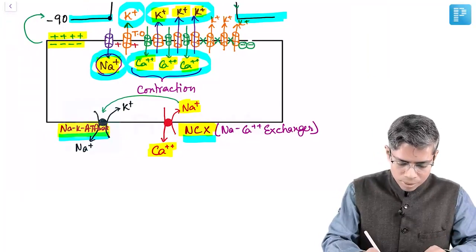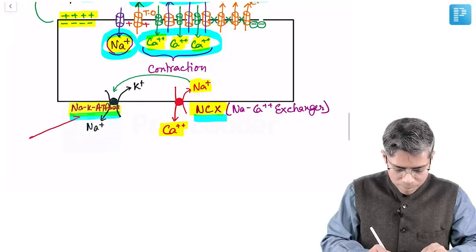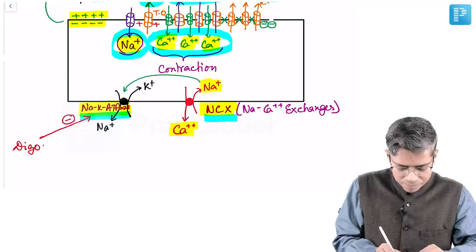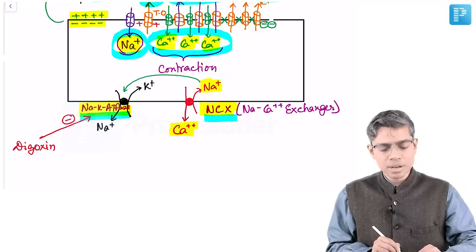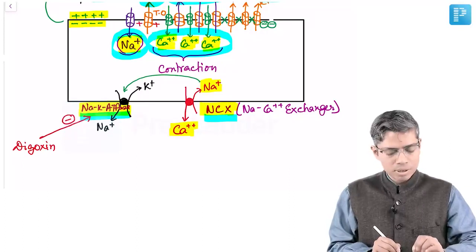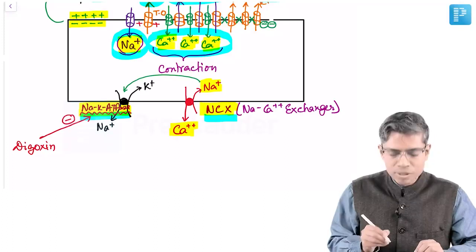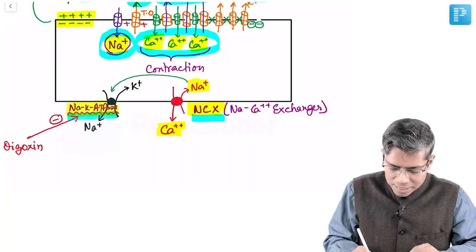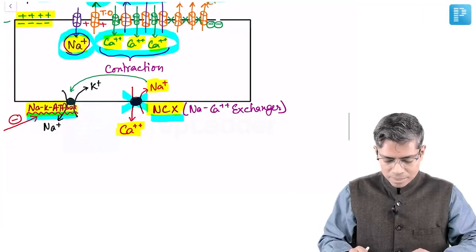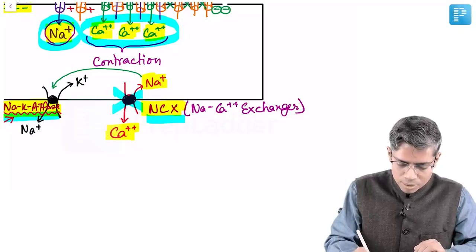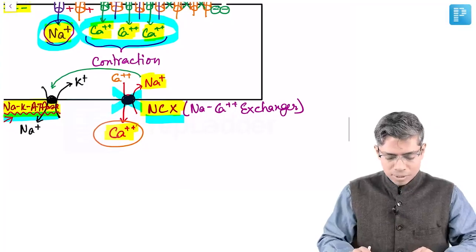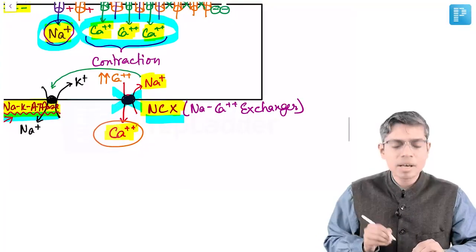And because of this, if you give a blocker of the sodium potassium ATPase, all of you know that this is nothing but digoxin, the digitalis group of drug. So if you give digoxin or ouabain group of drug, what will happen? The sodium potassium ATPase pump will be inhibited. Whenever you inhibit the sodium potassium ATPase pump, because the NCX pump is dependent on it, it will also be inhibited. Now if this sodium calcium exchanger is inhibited, what will be the problem? The problem is that you will not be able to throw this calcium out of the cell. So what will happen to the calcium concentration inside the myocardial cell?